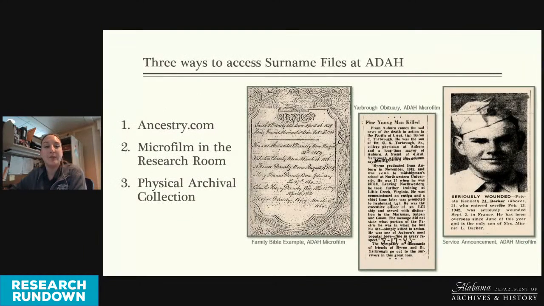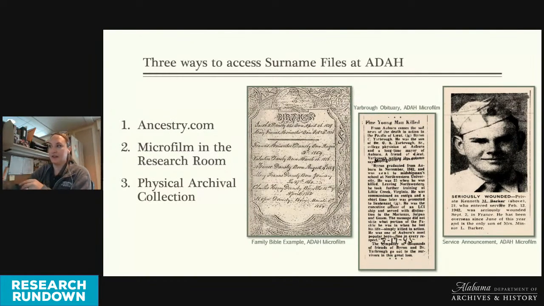So there are 3 ways that you can access surname files here at ADAH. One of those ways is through ancestry.com. Another way is through our microfilm in the research room. And then the third way is our physical archival collection. So I've got 3 examples here. I wanted you to see what some of these examples would look like.